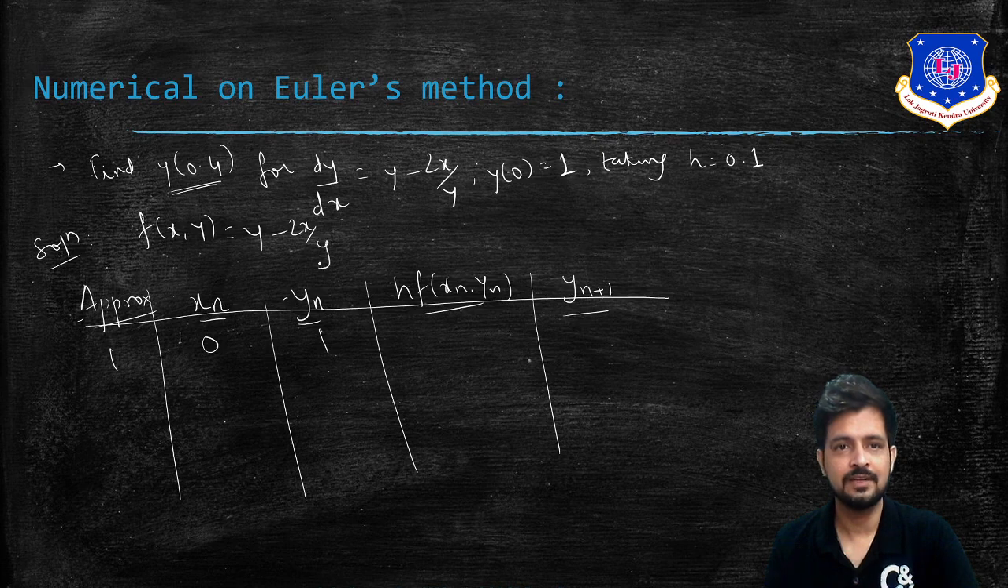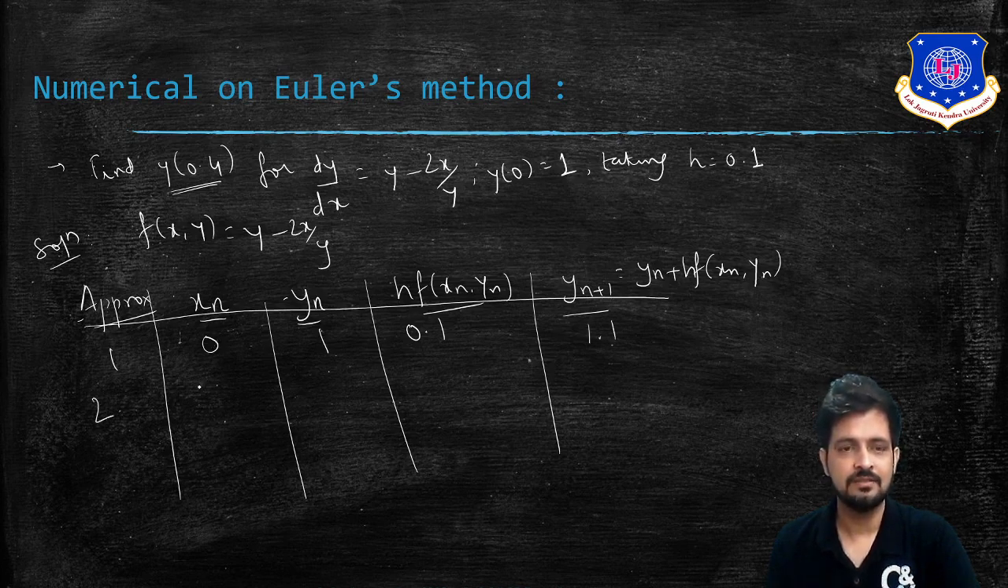f of xn comma yn. How can we find this? We have to place both these values in y minus 2x by y. So my answer will be f of xn, yn, and then we have to multiply it by 0.1. So 1 minus 0, that will be 1. 1 into 0.1 is 0.1. Then yn plus 1. We have to add these two values because yn plus 1 is yn plus h into f of xn comma yn. So my answer will be 1.1.